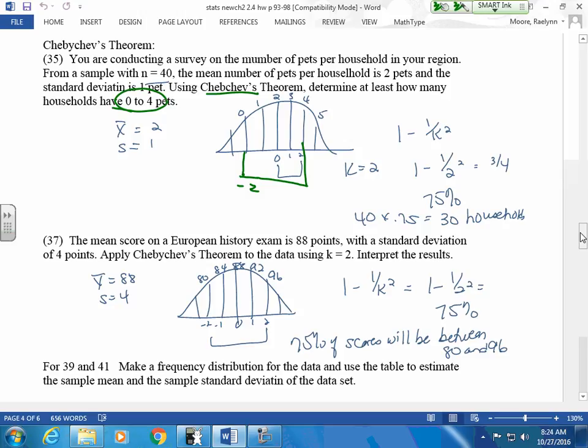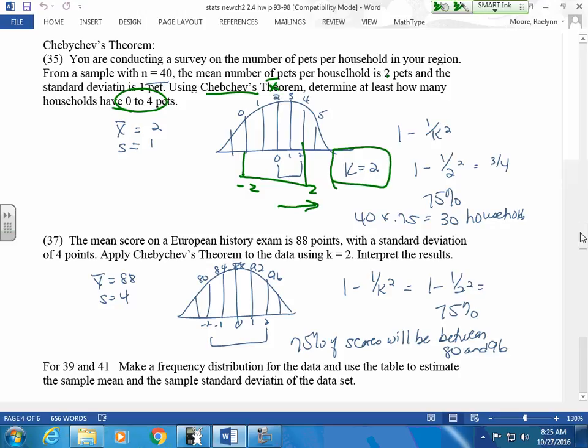-2, and 4 is at what standard deviation? 1. This is my mean in the middle. 2 is my mean. So that's the 4, 2. So what is k equal to? 2. That's how many standard deviations I am off the mean.